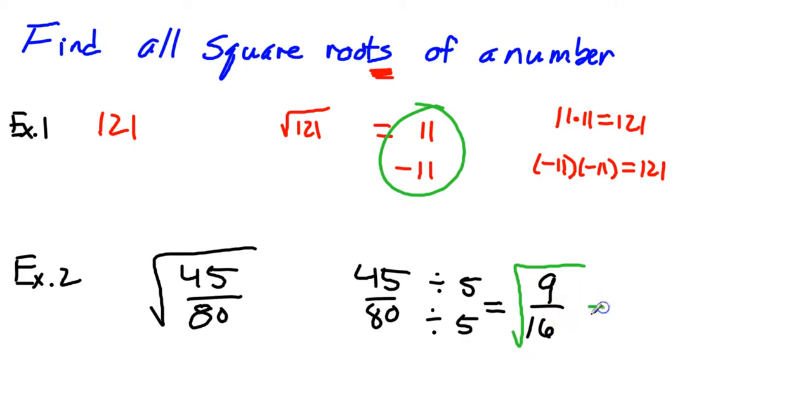Once you got down to 9 over 16, you can break it into 2 parts. Because what's the square root of 9? It's 3. The square root of 16 is 4. There you go. So simplify the number down as much as you can. And once you've got the number simplified down as much as you can, then you should be able to break it up and do the square root of the top and then do the square root of the bottom to get the answer you're looking for.